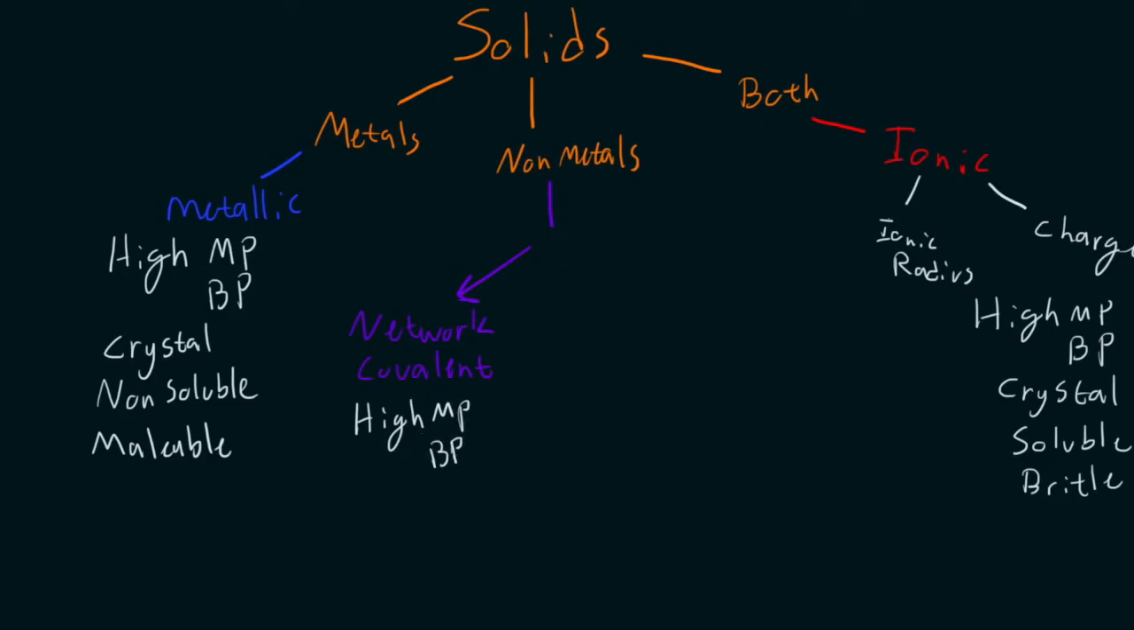So what if we don't have a network covalent molecule? What if we have something else? Well, then we're going to have a molecular bond.